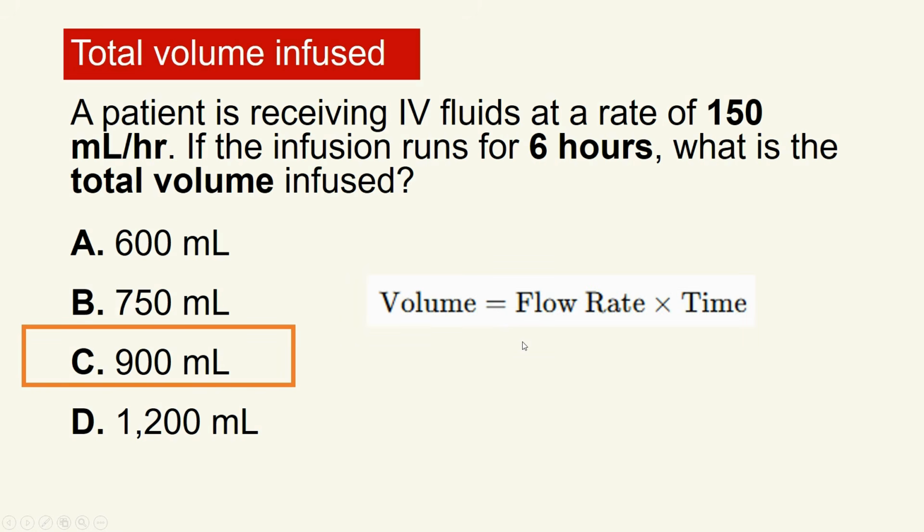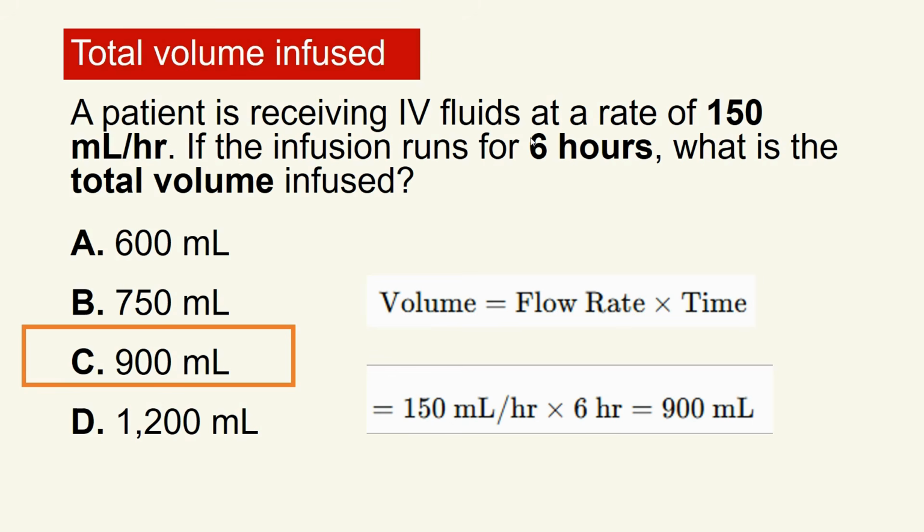The formula for calculating total volume infused is a simple formula: flow rate multiplied by time. The flow rate is given here in mL per hour, and the time is 6 hours. The hours cancel, and you have 900 milliliters. So therefore your correct answer is 900 milliliters.